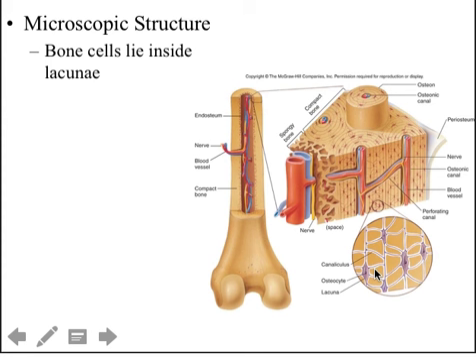This is how we are able to get oxygen and nutrients to the bone cells so they can maintain the matrix, while at the same time removing waste products so they don't build up to the point where the cells become toxic and die.